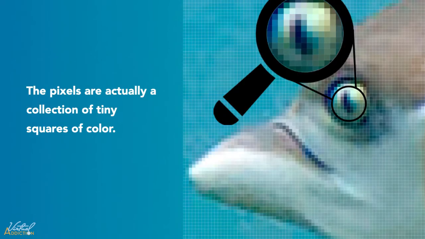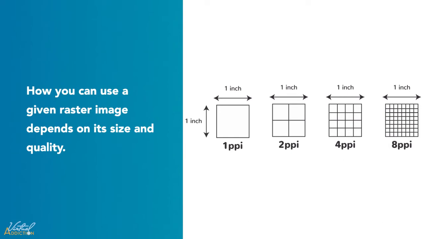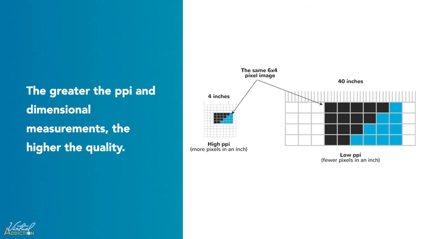Pixels are the smallest unit of measurement in a raster file, and they are the basis of resolution in a raster file. How you can use a given raster image depends on its size and quality. Quality is often dictated by how many pixels are contained in an inch. This is expressed as pixels per inch, or PPI, or sometimes referred to as dots per inch, or DPI, as well as the overall dimensions of the image, which is also expressed as pixels. For example, an image may be 5,000 pixels wide by 2,500 pixels high.